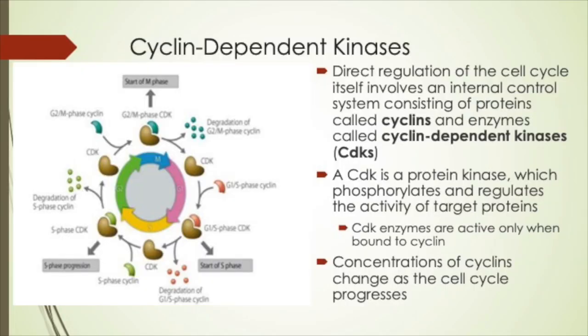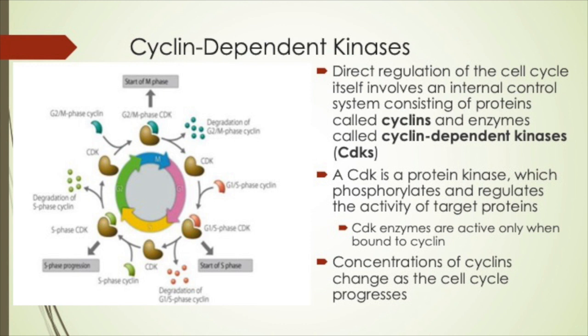If a checkpoint issue does occur, sometimes the cell gets messed up. So these are checkpoints that stop the cell cycle from proceeding at that point. And these are the types of proteins that stop those cell cycles from proceeding.